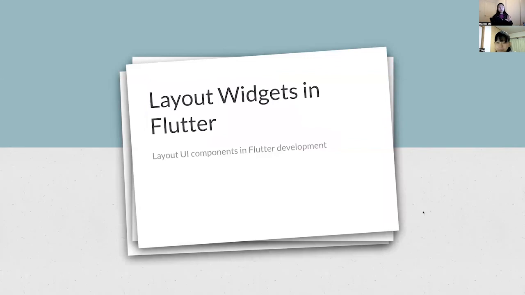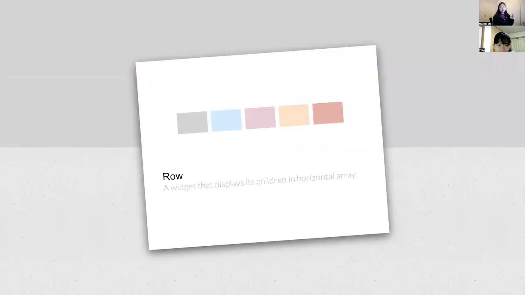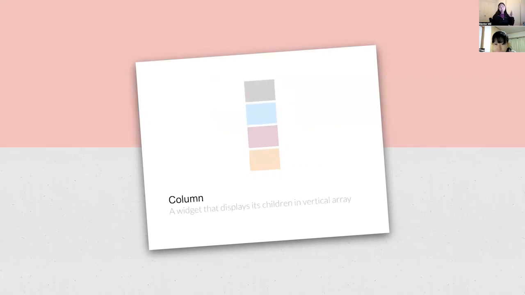Okay, so there are a few widgets that are used to lay out the widgets on the screen. You have seen them in those examples before. So we have the row widget, which will lay out the children in a horizontal array. And you have also seen column. Instead of laying them horizontally, the column will align its children in the vertical way.